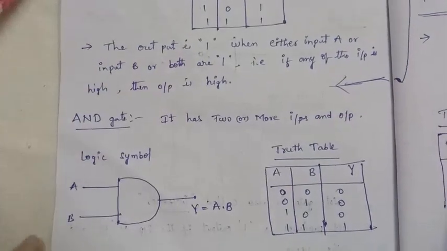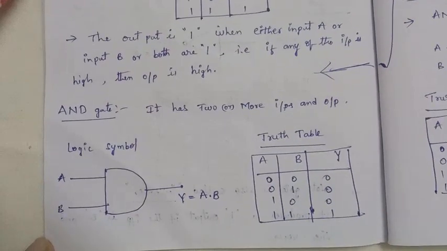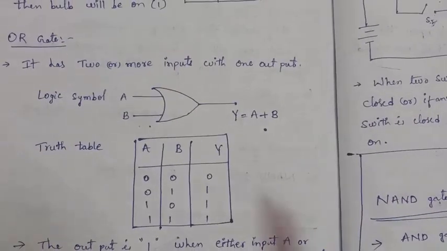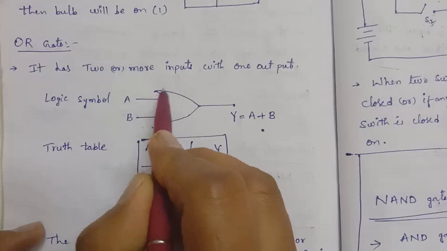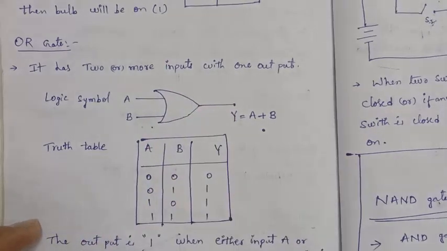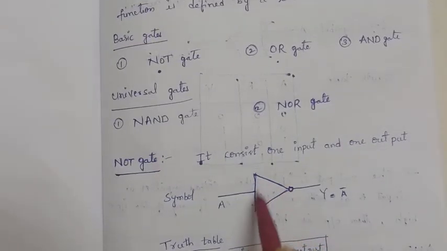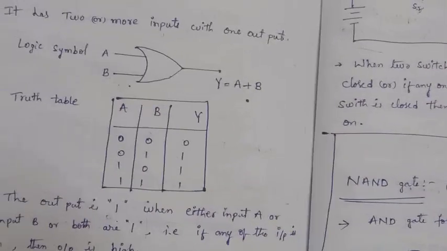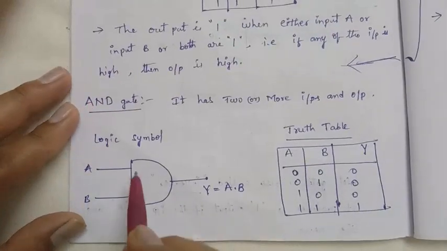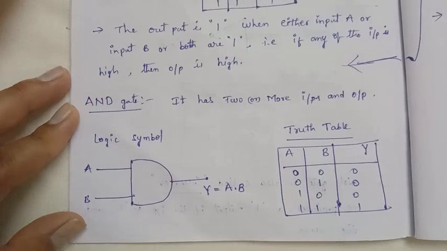And next it is the AND gate. So how to draw the OR gate? It is curved like this. It is the OR gate. And how to draw the AND gate? It is a triangle followed by a bubble. All of you observe the diagram. Next, AND gate, like a D shape.